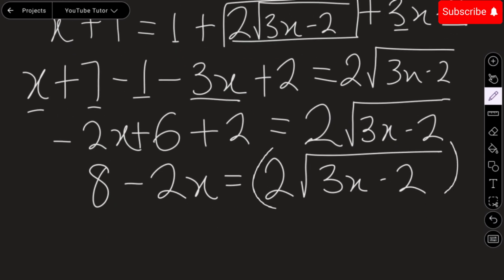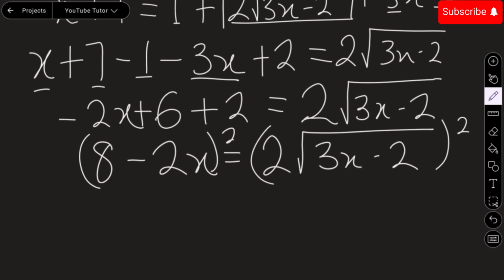Now we can square both sides to eliminate this root sign once again. And when we do that, we are going to get 64 minus, this is a squared, so a squared gives us 64. Then minus.